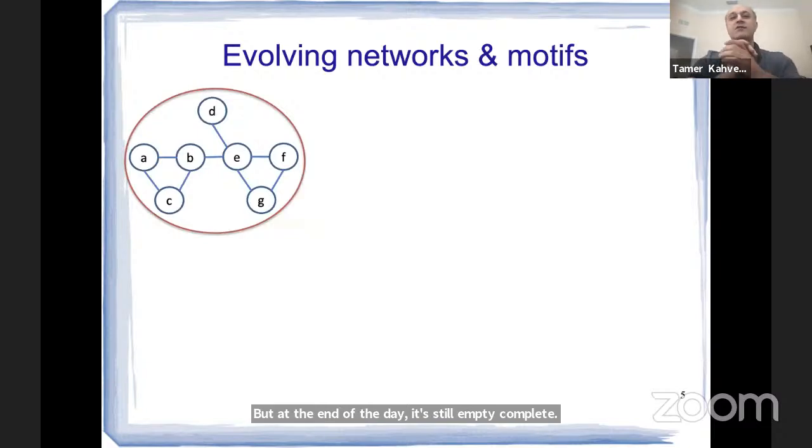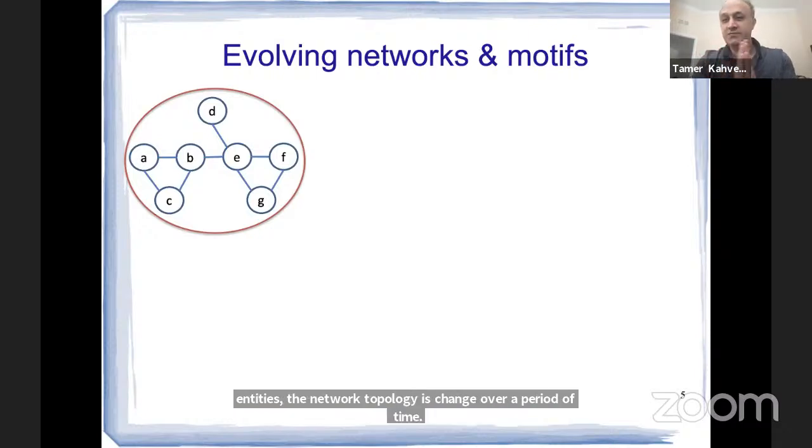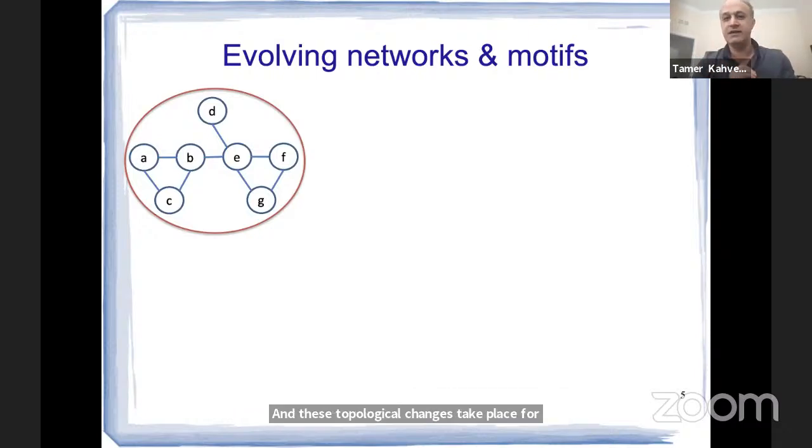Now let's talk a little bit about the evolution of the networks. The network topologies are not static entities. The network topologies change over a period of time. And these topological changes take place for many, many reasons, like stress conditions, like extreme heat, cold, oxidative stress, lactose stress, aging, or many other reasons. But regardless of the reasons behind the evolution, the network topology changes over a period of time.